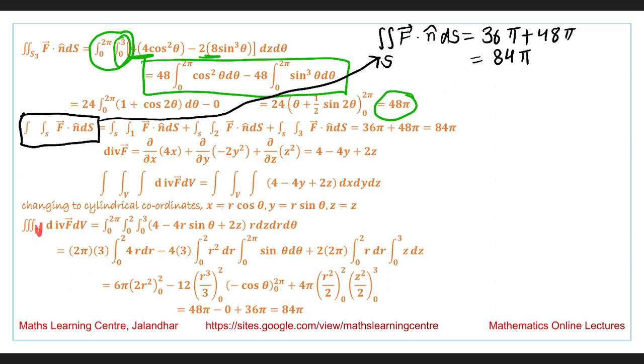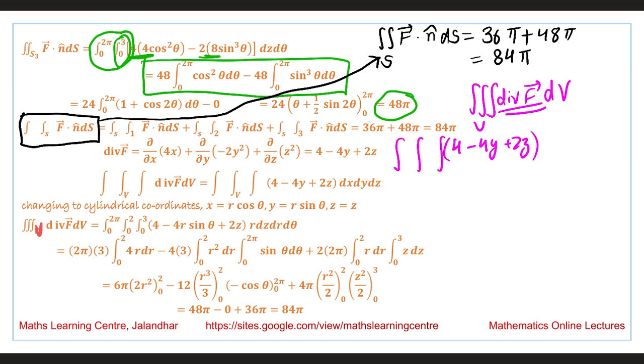Next, we are calculating the value of the triple integral of the divergence of F vector into dV over the volume V. Volume V is the portion of the cylinder. So if we calculate the divergence of F, we get 4 minus 4y plus 2z. We have the triple integration over there, and then we have the differentials dx, dy and dz over the volume V. Now, if we change it to cylindrical coordinates, we substitute x is equal to r cos theta, y is equal to r sin theta.